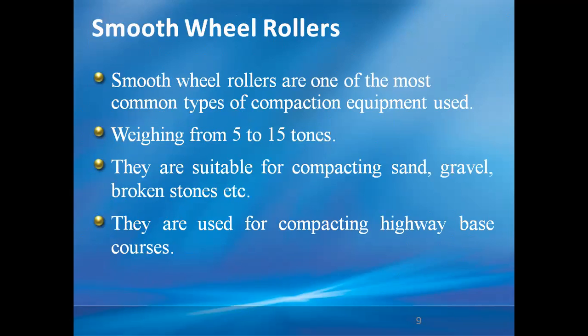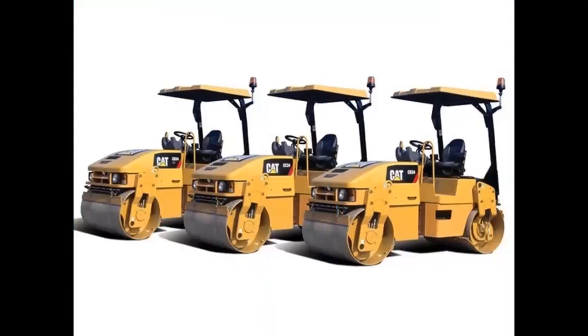What is meant by smooth wheeled rollers? The smooth wheel rollers are one of the most common types of compaction equipment used for compacting soil particles. The smooth wheel rollers weigh about 5 to 15 tons, so that the soil can be compacted by using them. They are suitable for compacting sand, gravel, broken stones, etc. They are used for compacting highway base courses. These are the smooth wheeled rollers.